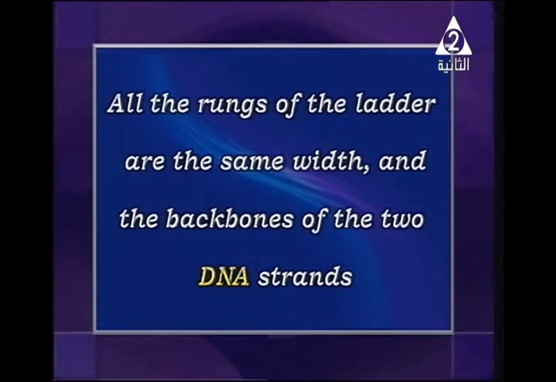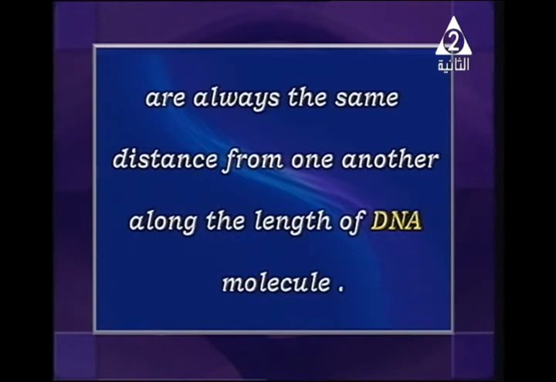And all the rungs, all the steps of the ladder, are the same in width, okay? And the backbones of the two DNA strands are always the same distance from one another along the length of the DNA molecule. And we can also deduce that we have a kind of stability in the structure of the DNA according to what? The width and the length. The width between the two strands is the same, and the length of the two strands is absolutely the same. They are equal to each other. We have another word here: they are complementary to each other. Each one completes the other side.